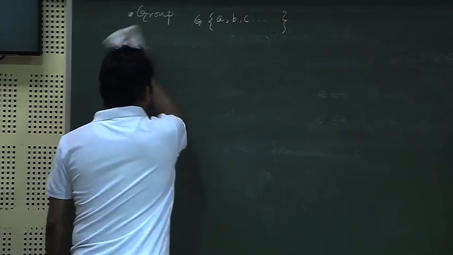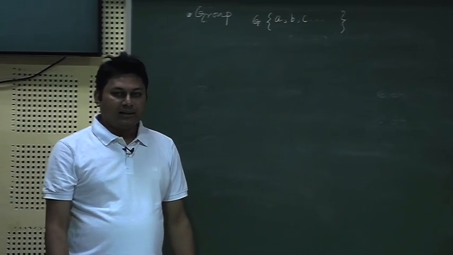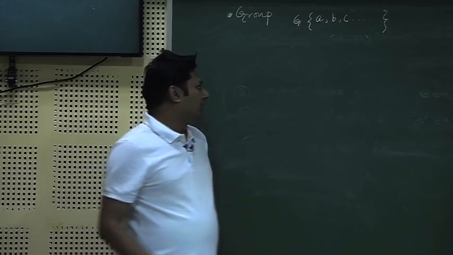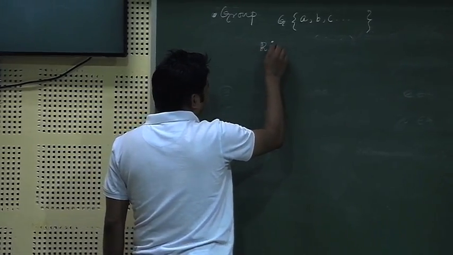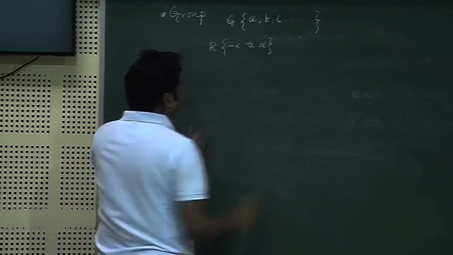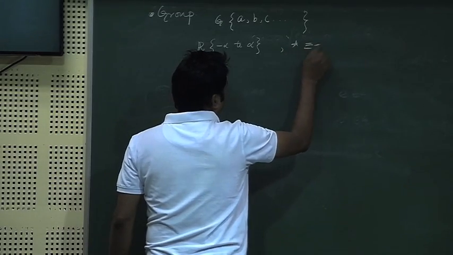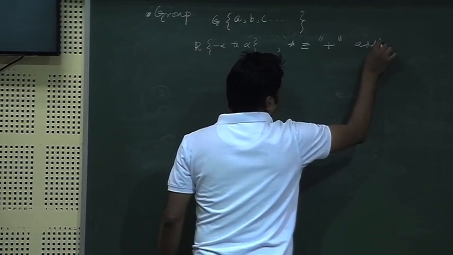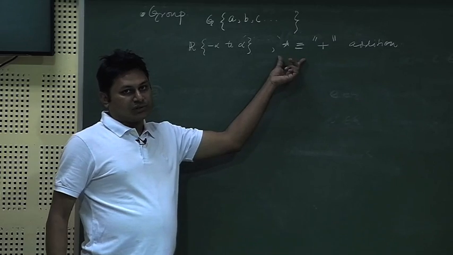In order to give the example, I need to first define a set, and then I need to define a suitable binary operation over that. So, let us say R is my set, minus infinity to infinity, all the numbers. So, I define the set, and my binary operation star is simple addition, the plus operator.